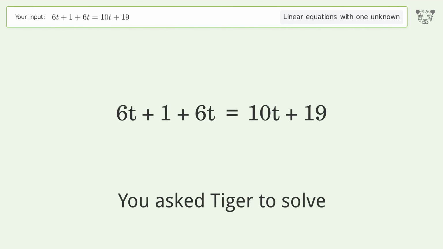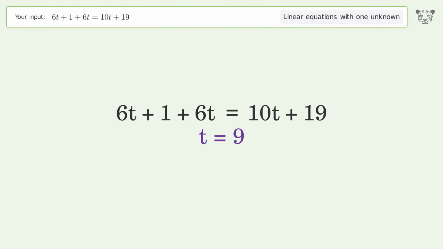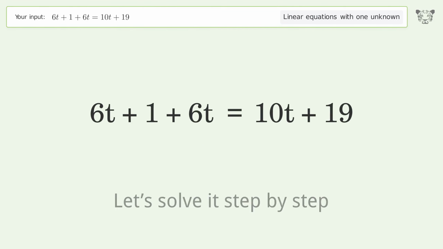You ask Tiger to solve this. This deals with linear equations with one unknown. The final result is t equals 9. Let's solve it step by step.